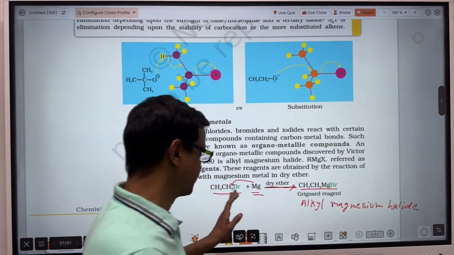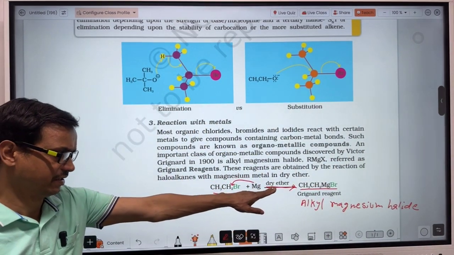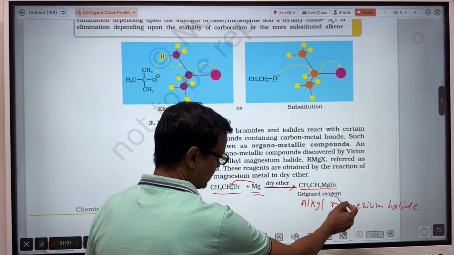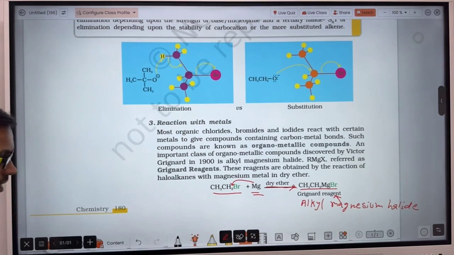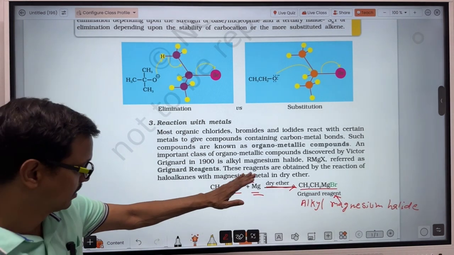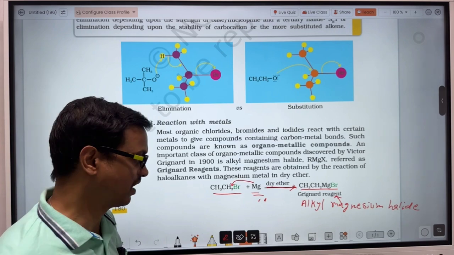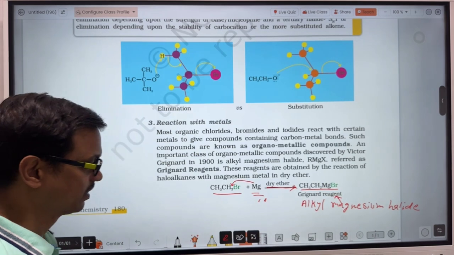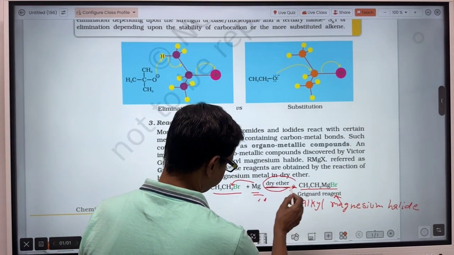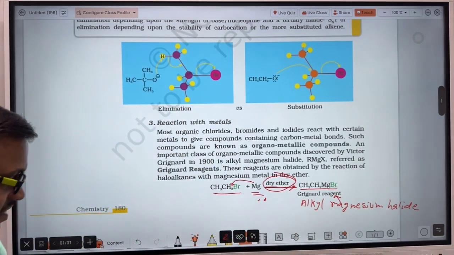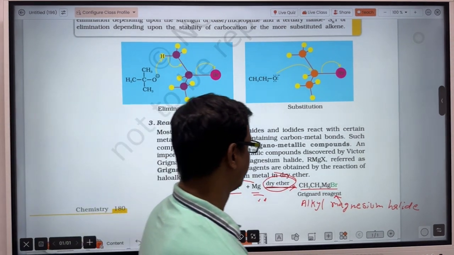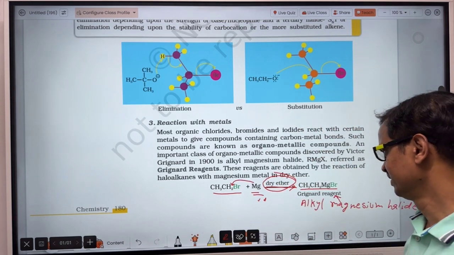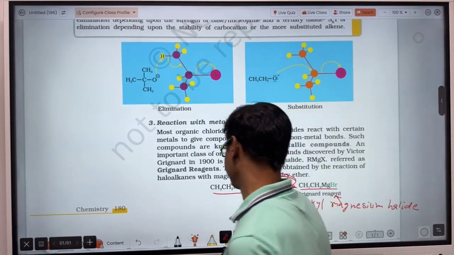When haloalkane is treated with magnesium in presence of dry ether, there will be formation of alkyl magnesium halide, which is called Grignard reagent. Keep in mind, haloalkane reacts with magnesium in presence of dry ether, and alkyl magnesium halide forms. That will be called Grignard reagent. During the reaction, there should not be traces of water, that means the ether should be completely dry. Otherwise, another product will form. About that we will discuss later on.